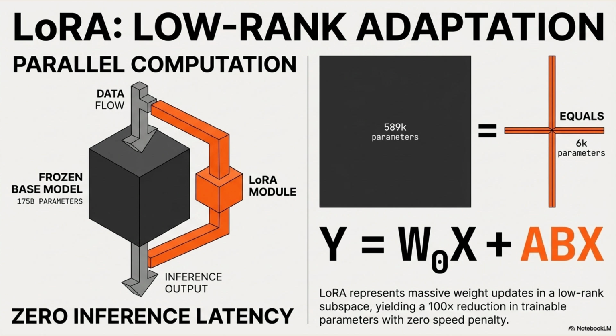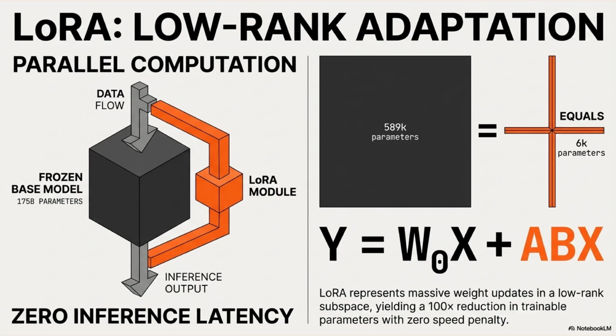Now look at the right side, where the math becomes very concrete. A standard weight matrix in a large language model might be 768 by 768. That's 589,000 parameters. LoRA doesn't update that massive matrix directly. Instead, it decomposes the update into two much smaller matrices, a tall, thin matrix A and a short, wide matrix B, and trains only those. The result of multiplying A and B represents the weight update, but uses only about 6,000 parameters.